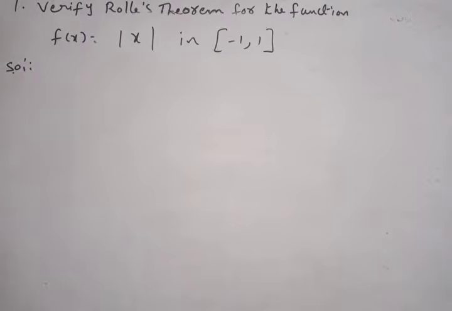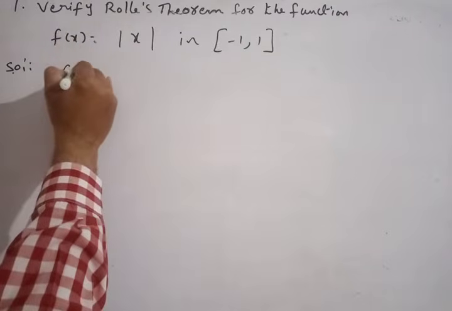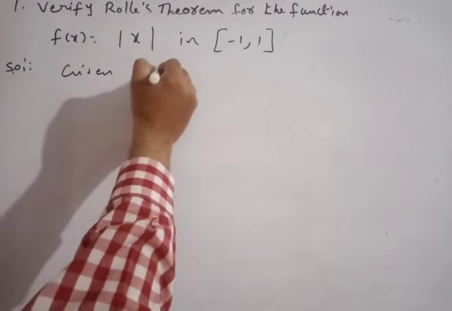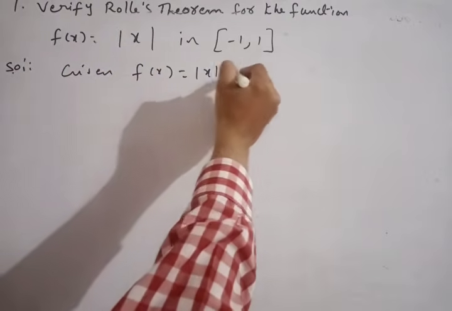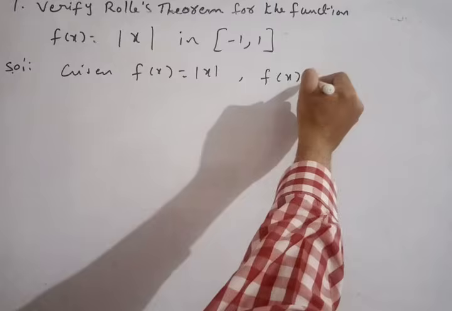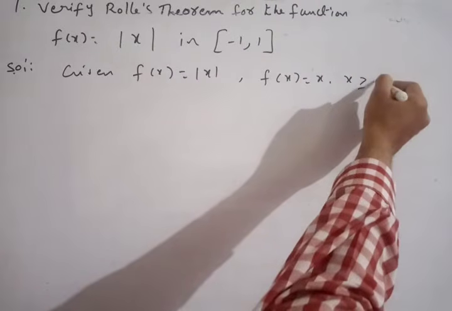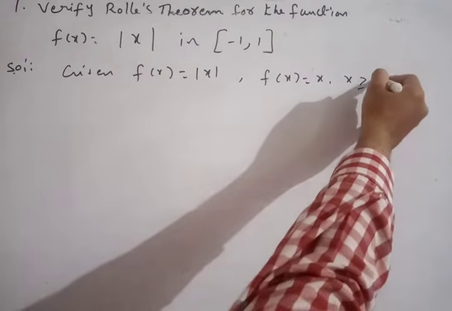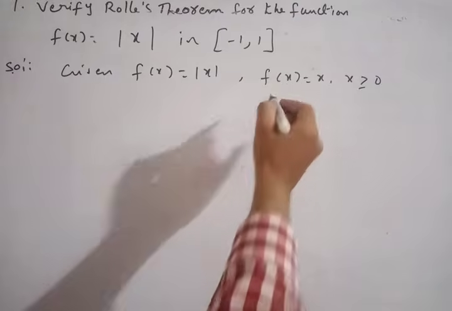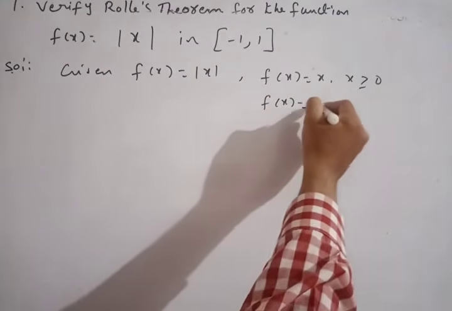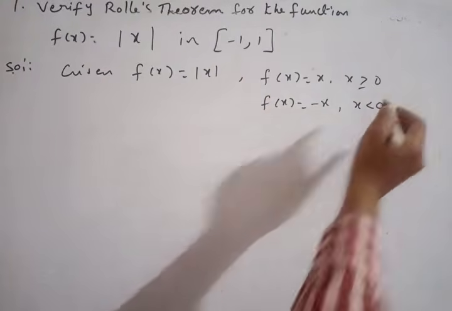Next, very important problem. f(x) = |x|. Verify Rolle's theorem for the function f(x) = |x| in the closed interval [-1, 1]. What happened here? Given f(x) = |x|. Here f(x) = x when x is greater than or equal to 0, and f(x) = -x when x is less than 0.